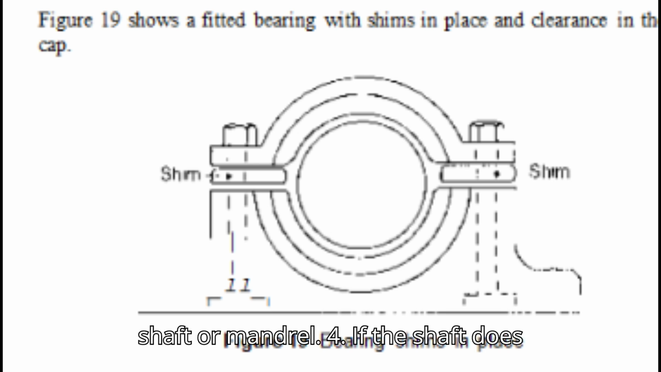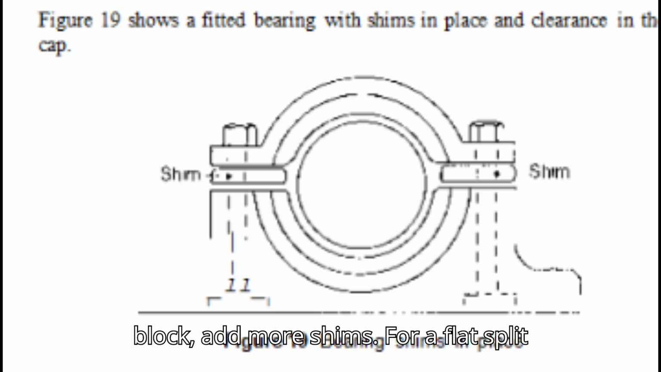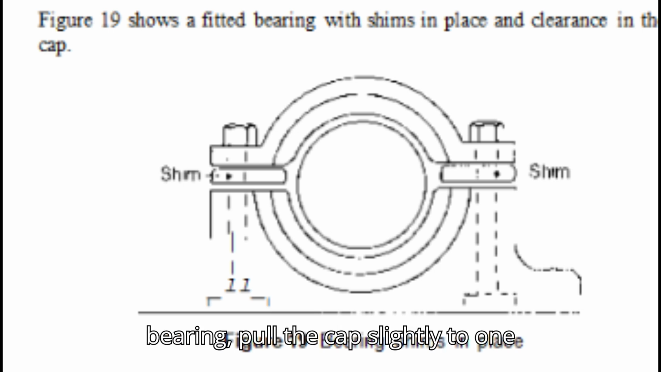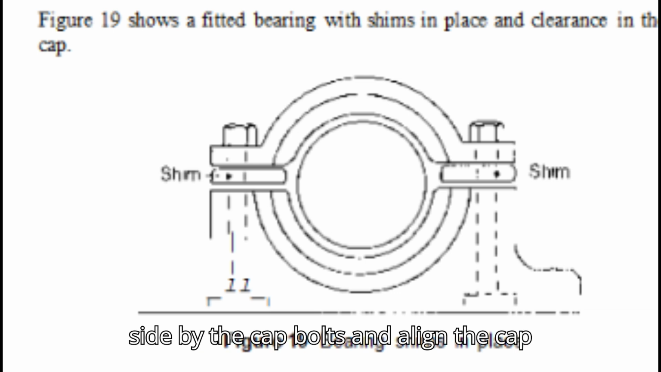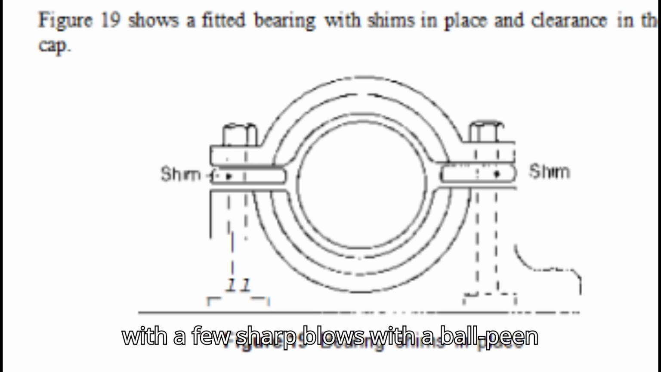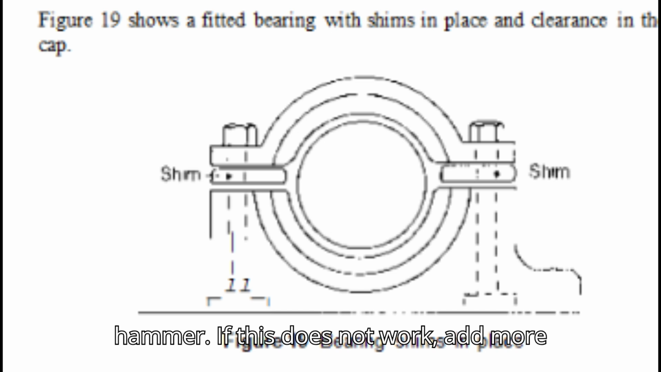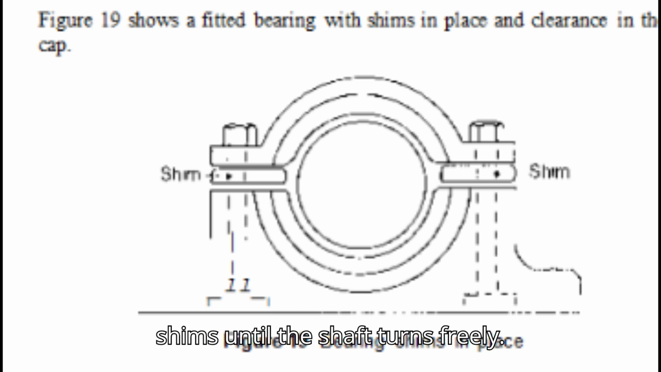4. If the shaft does not rotate, for a Gibb-style pillow block, add more shims. For a flat split bearing, pull the cap slightly to one side by the cap bolts, and align the cap with a few sharp blows with a ball-peen hammer. If this does not work, add more shims until the shaft turns freely.